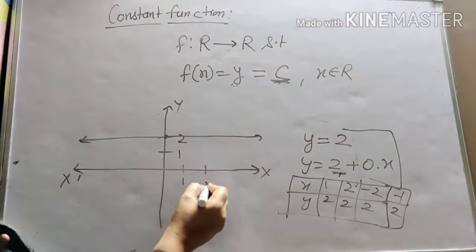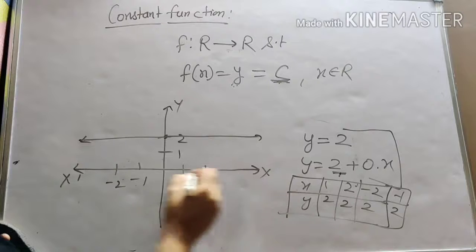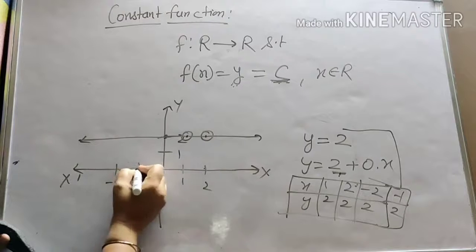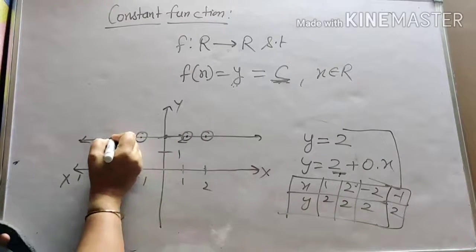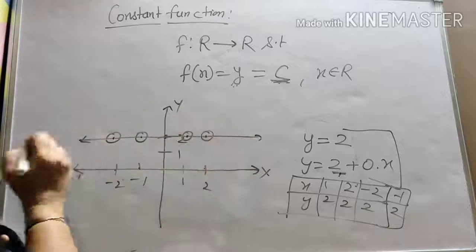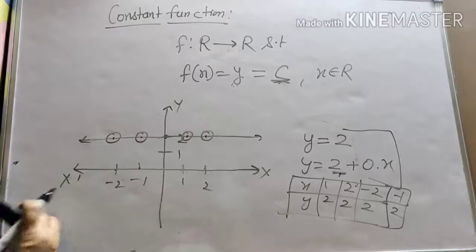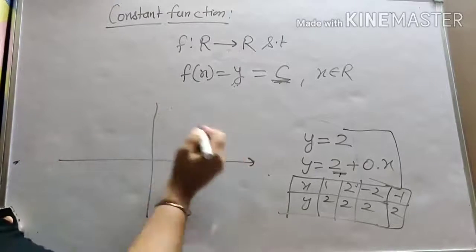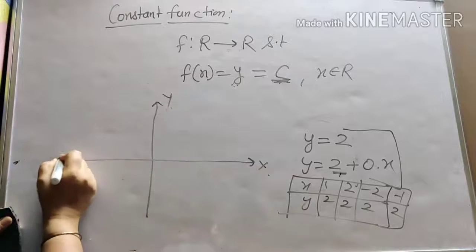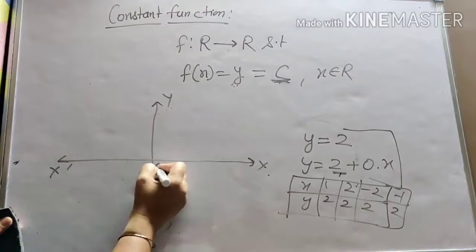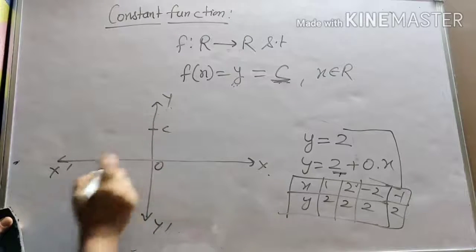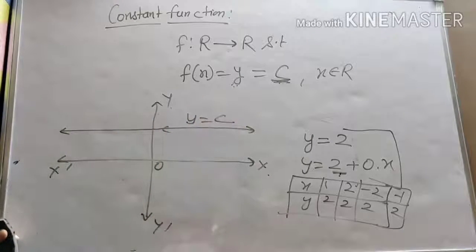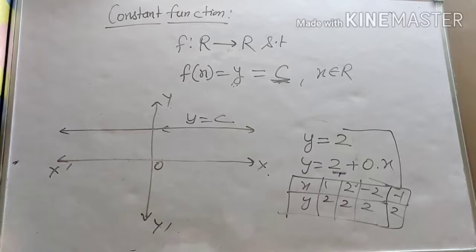We can draw it: 1, 2, -1, -2. 1, 2, it means this point. 2, 2, it means this point. -1, 2, this point. -2, 2, this point. So in this way, we will get a straight line parallel to the x-axis. And in general, we can draw the graph like this. X-axis, y-axis, negative x, negative y. This is the origin. If this point is C, then y equal to C is a straight line parallel to the x-axis. So this is the graph of the constant function.